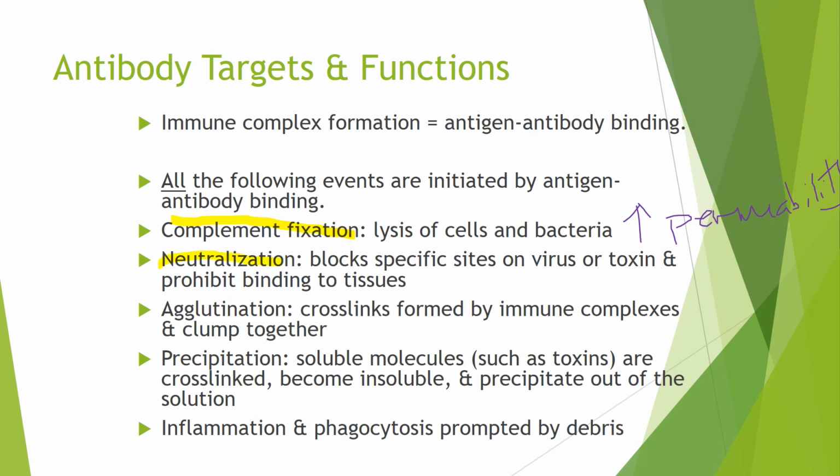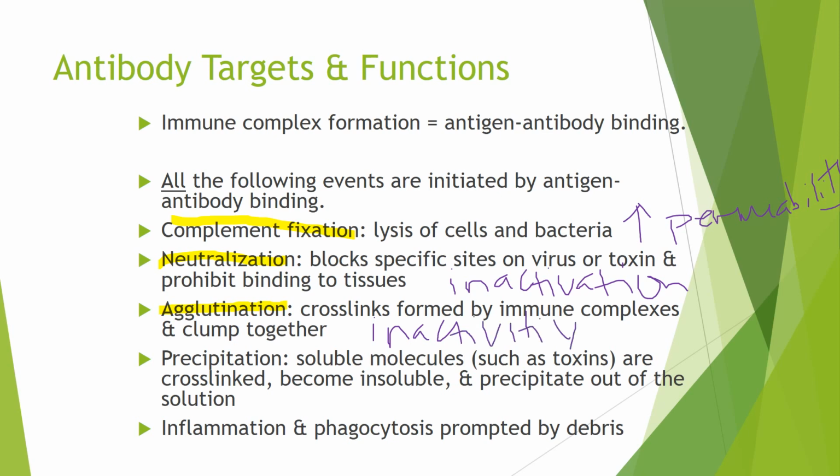All right, the next one is neutralization, and this is where we have the blocking of specific sites on the virus or the toxin, and it inhibits binding to tissues. The purpose of this is inactivation of that foreign invader to our host cells within our body. All right, the next one, agglutination. Again, you're familiar with this from doing it in lab with blood typing. And this is where cross-links occur in the immune complex. And so what happens is that inactivity occurs.